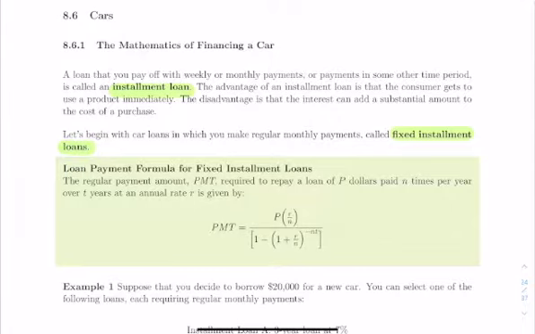So the regular payment amount, PMT, required to repay a loan of P dollars paid N times per year over T years at an annual rate R is given by PMT equals P times R over N, divided by 1 minus (1 plus R over N) raised to the negative NT. So let's go ahead and use this for example number 1.